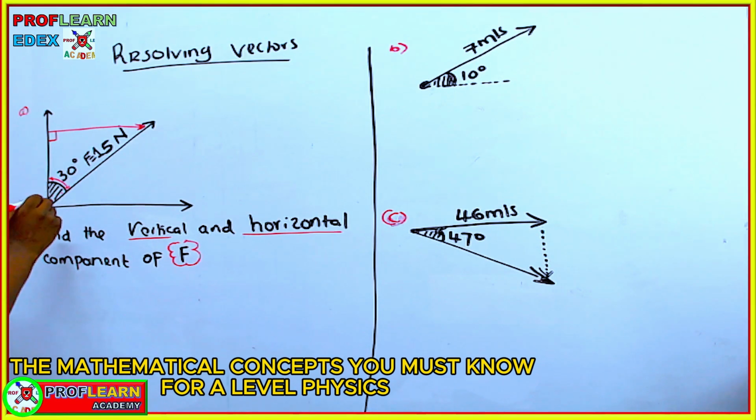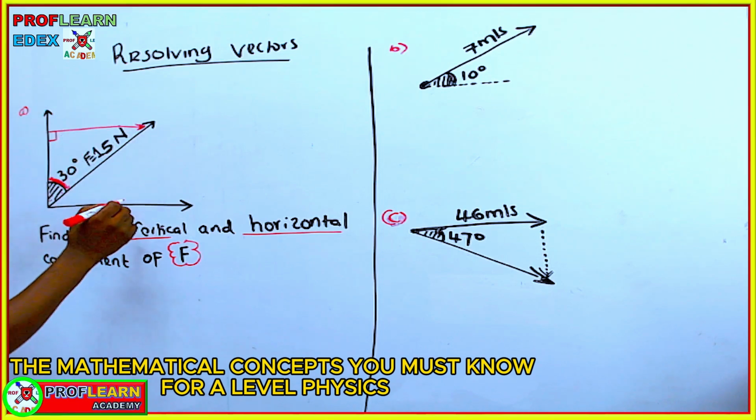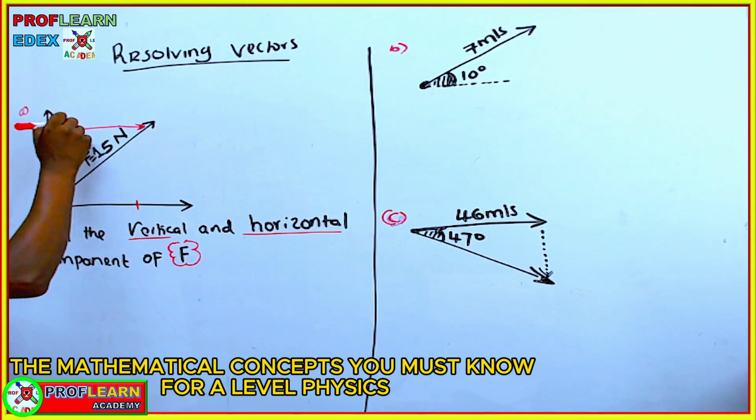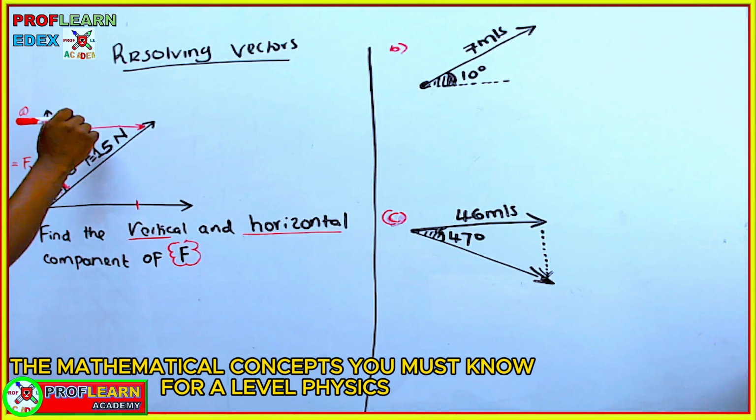So we are going to identify that our angle is 30 degrees, and the horizontal component is this one. So we can say this is the force in the horizontal direction, and the vertical component is the force F in the vertical direction, this part that we are having here. Remember, this vertical component is adjacent to this angle.